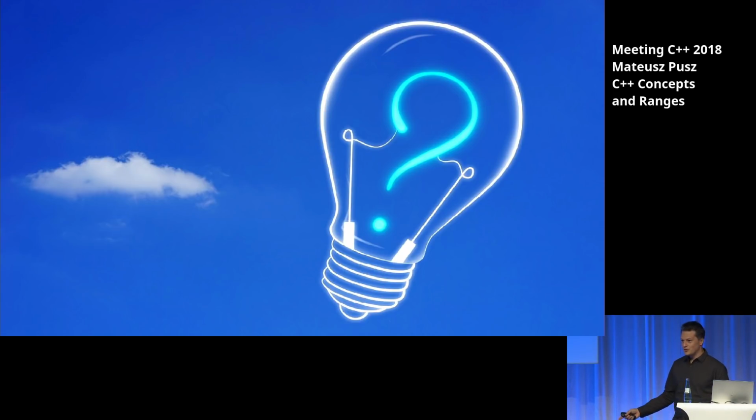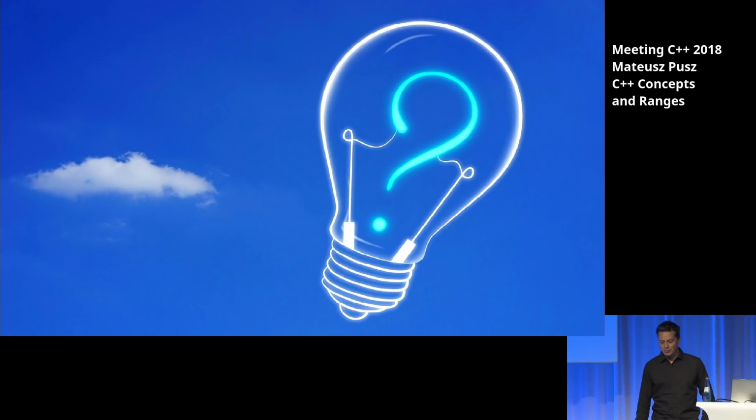If there are no further questions, or you have other questions later on, then you can catch me in the evening or tomorrow. I have one more. Is there a reason for separating the projection and the predicate in the find-if algorithms?